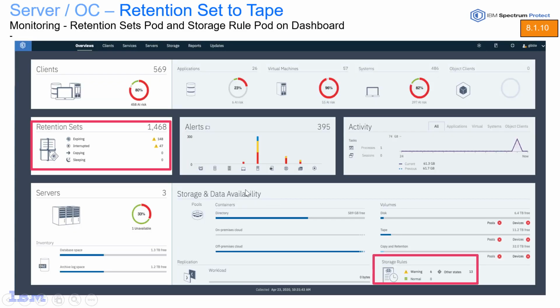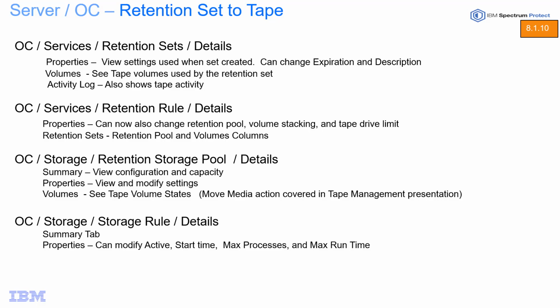Also in the Operations Center from our cup of coffee dashboard, you'll see we have a retention set pod over here, and you can see the different states: expiring, interrupted, copying, sleeping. You can actually click directly on any of these states and it'll take you to those specific retention sets in that state. And at the bottom here we have the storage rules, and we can see if there was any problem running any of those storage rules. Inside of the Operations Center, you can drill down and get details on the retention sets, the retention rules, the retention storage pools, as well as the storage rules. Let's go ahead and take a look at some of those screens.